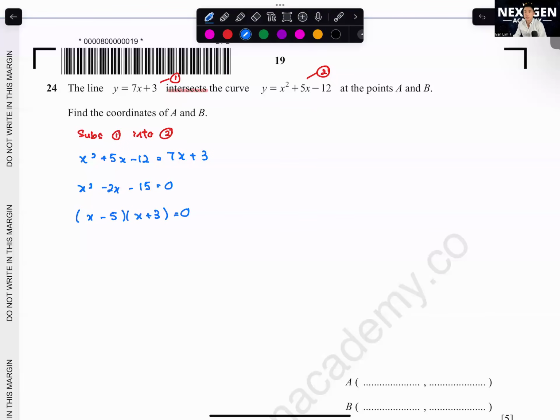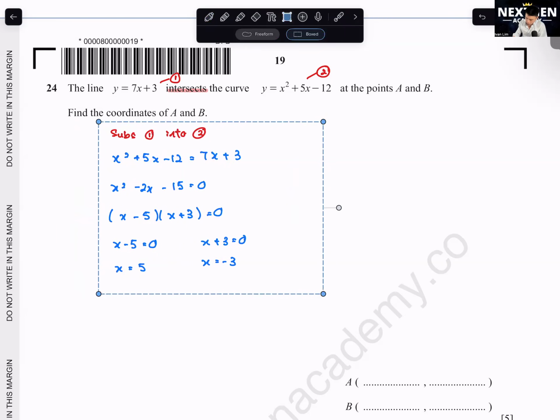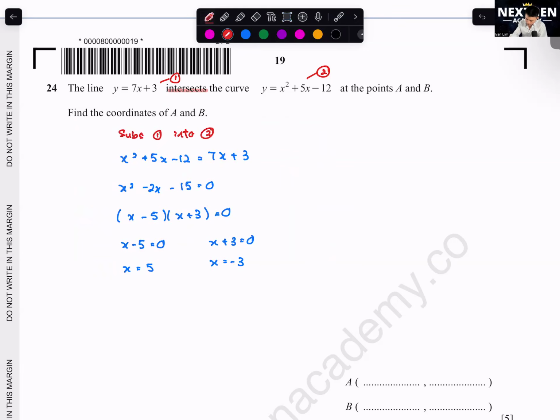Okay, one thing, 100% that will come out is you all need to know how to factorize your quadratic. If you still don't know how to do it, please practice without a calculator. x minus 5 equals 0, x plus 3 equals 0, x equals 5, x equals -3. Okay, once we got the x value, we are going to substitute into equation 1. Let's choose equation 1 because I think it's easier to do. So we're going to substitute x into 1.